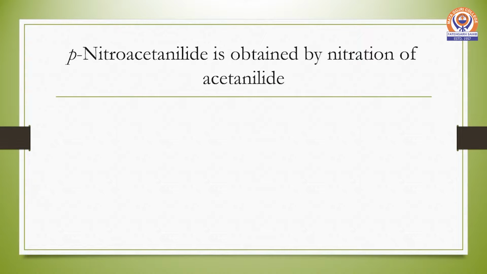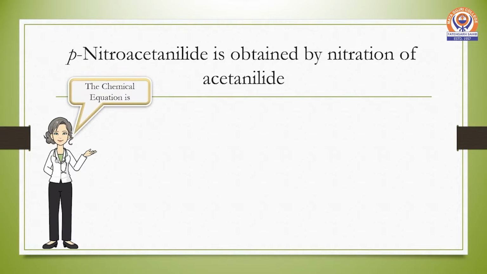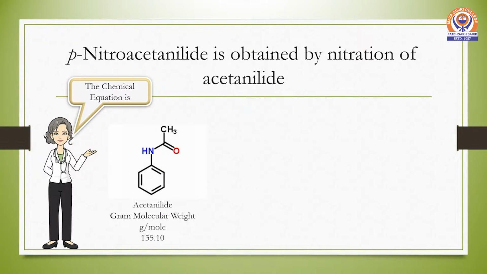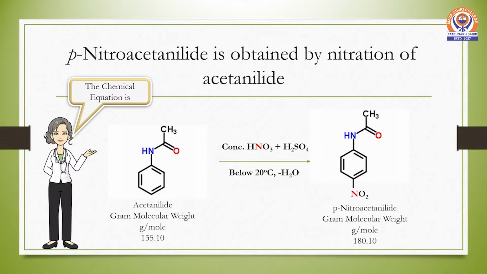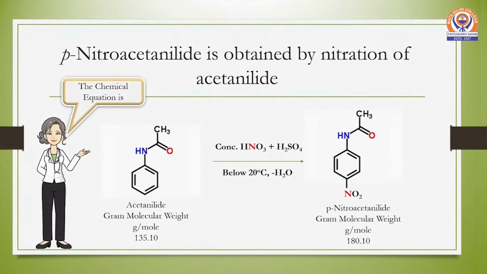The para-nitroacetanilide is obtained by nitration of acetanilide, and the chemical equation involved is: we take acetanilide, and it is reacted with the nitrating mixture, that is a mixture of concentrated nitric acid and sulfuric acid, at a temperature below 20 degrees centigrade, and we get para-nitroacetanilide.